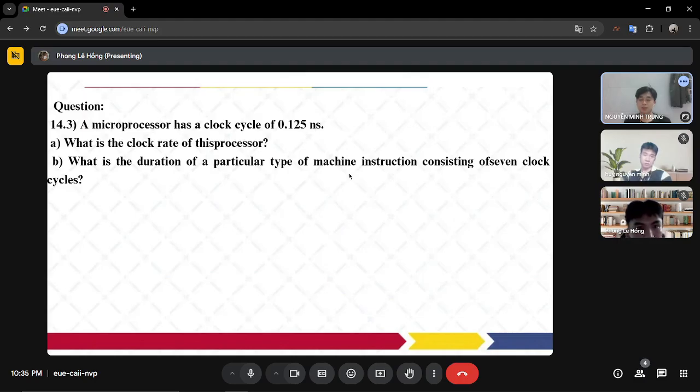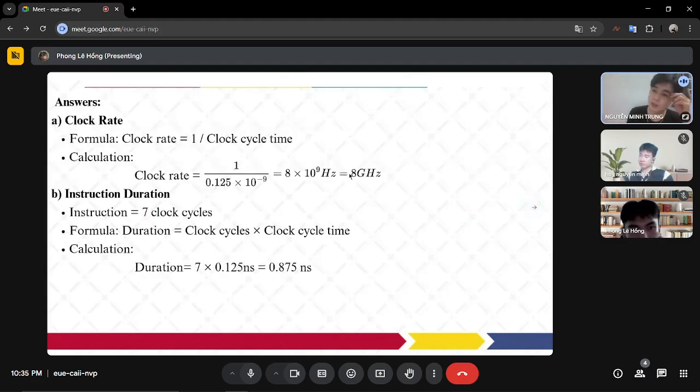Next, problem 43. A microprocessor has a clock cycle time of 0.125 nanoseconds. A. What is the clock rate of this processor? B. What is the duration of a particular type of instruction consisting of 7 clock cycles? Answer.